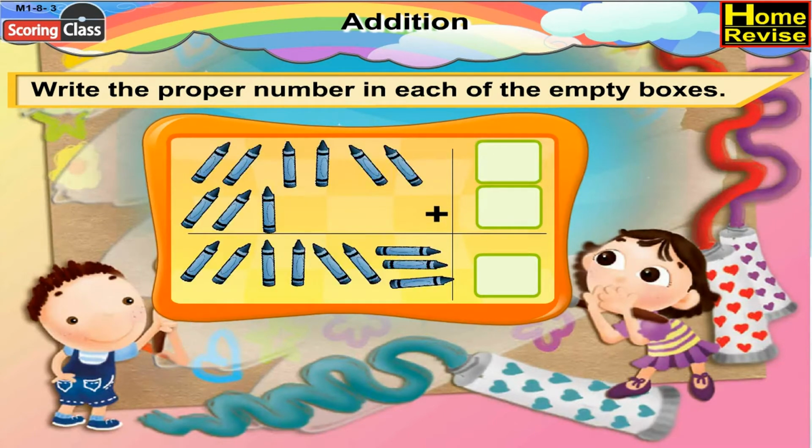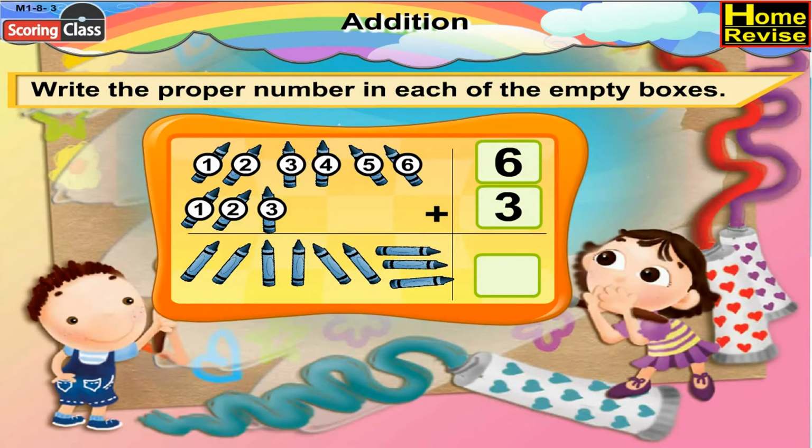Now these are crayons. Let us count these crayons. 1, 2, 3, 4, 5, 6. 6 crayons. And how many are these? 1, 2, 3. 3 crayons. Now 6 plus 3 would be 7, 8, 9. 9 crayons.